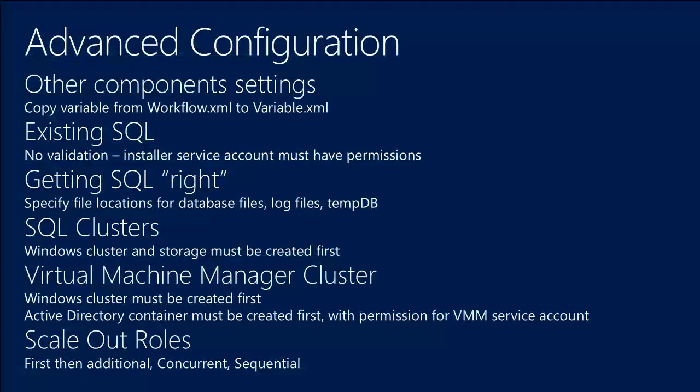So the first installation of a role typically creates a database, and then I can install a bunch of other additional roles. Operations Manager is a good example of that. Concurrent, the Orchestrator runbook server is a good example of this. You can install them all at the same time. It works just fine. Sequential is, if I've got multiple roles, they need to be installed one after the other.